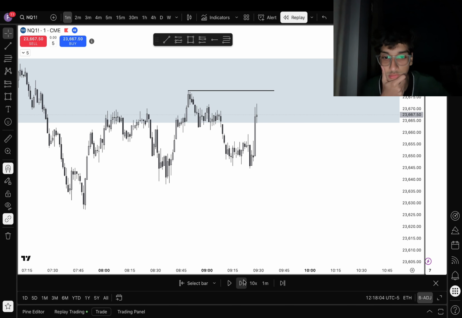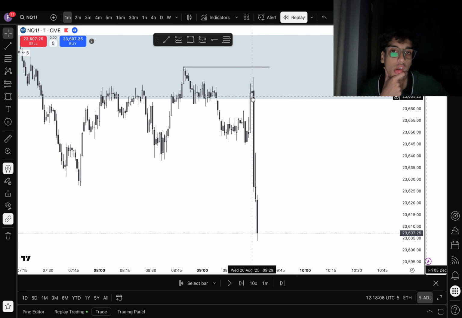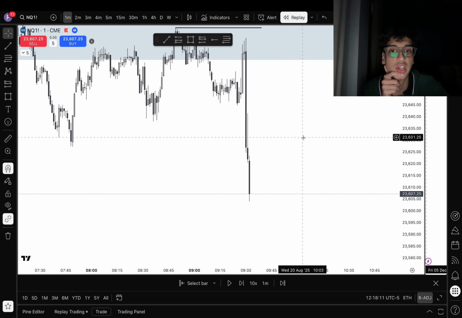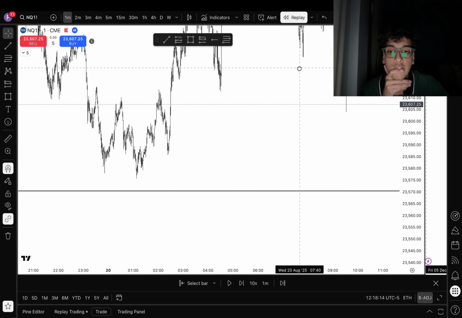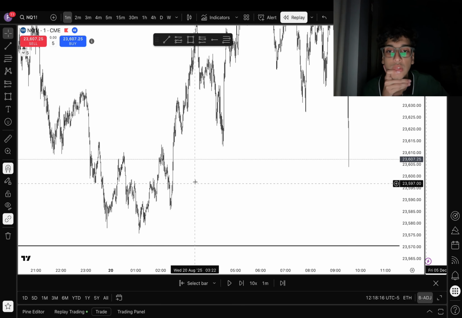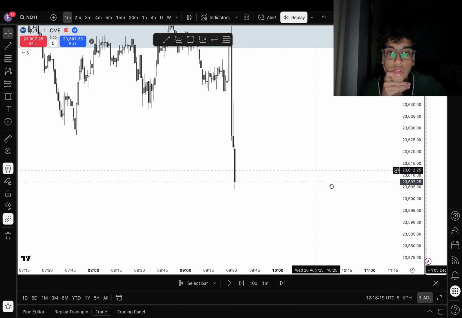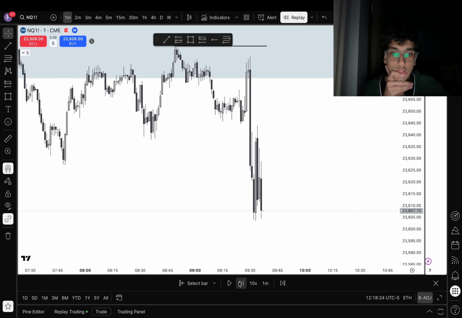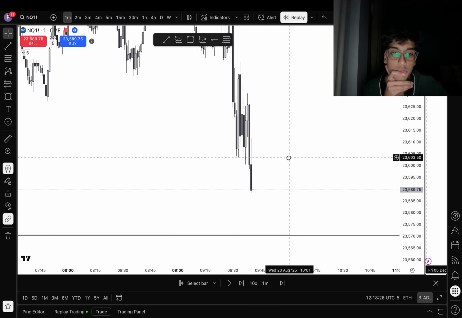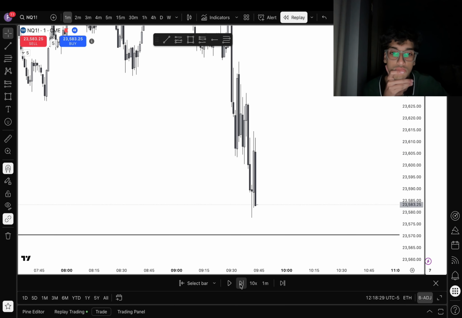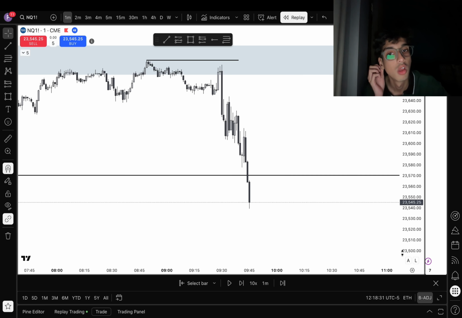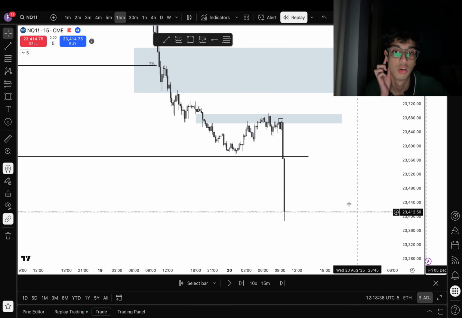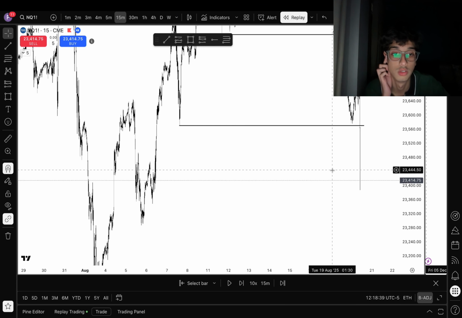Okay, no trade. Didn't end up sweeping that buy side liquidity. Might have SMT right there. Still have a lot of room. Just these lows, these lows, these lows. Okay. Pretty much done. Oh God, insane.